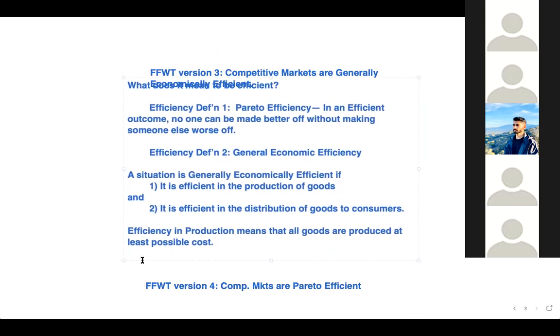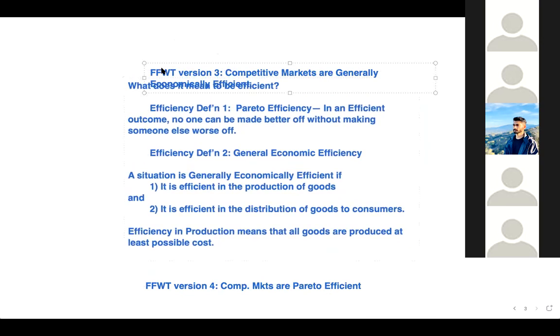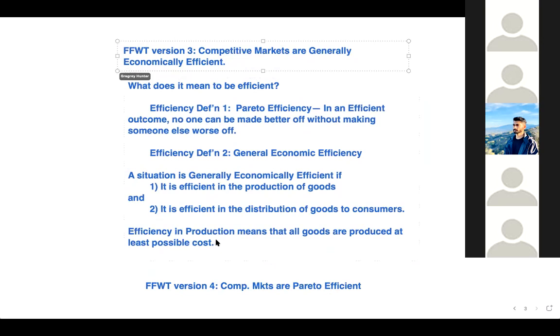I'm going to try to move this stuff around a little bit to give us some more room. So now I know what they mean is I have to look at the goods that are being produced, all of them, and say, is this pair of AirPods being produced at the least possible cost? And if it's not, then I know that it's not being produced efficiently. So efficiency relates to the cost of production. Do you see what I mean?